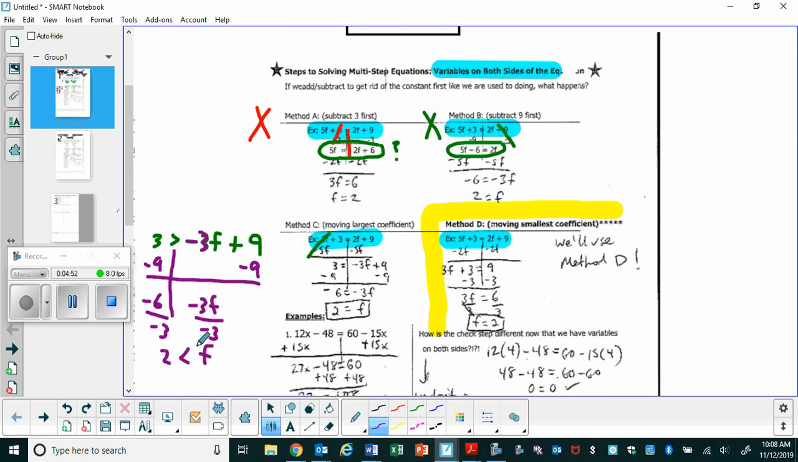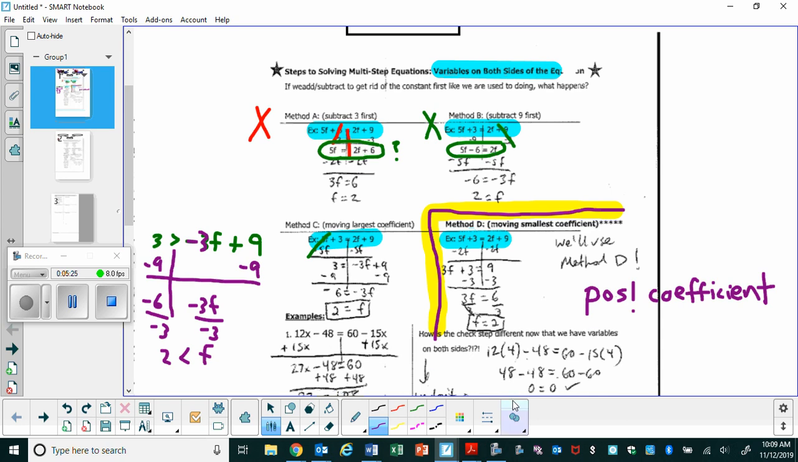So later on, when we're solving an inequality, if you have a negative coefficient, you're going to have to remember to flip the symbol. So what we want to do is focus here on method D. You'll notice that with method D, it sets you up to have a positive coefficient. You're trying to get a positive coefficient out of this. And that's why method D is going to be our preferred method, so that we can set ourselves up for success later on in our inequalities unit and not have to worry about flipping the symbol, okay?